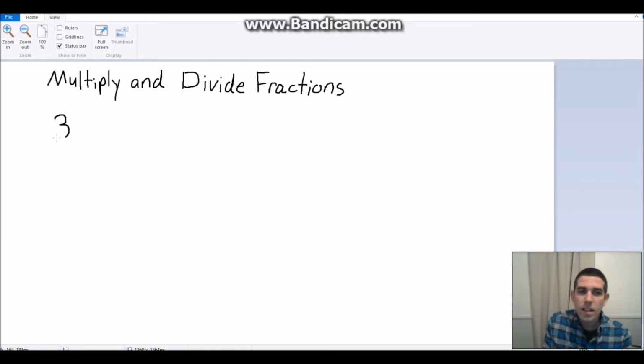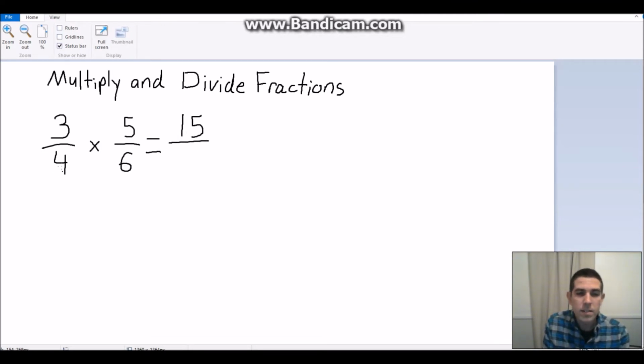If you have a fraction like 3/4 and we want to multiply it by another fraction, let's say 5/6, all we do is multiply the top numbers and then multiply the bottom numbers. So what is 3 times 5? 3 times 5 is 15. And then the denominators. 4 times 6 is 24. Boom, done. It's that simple.